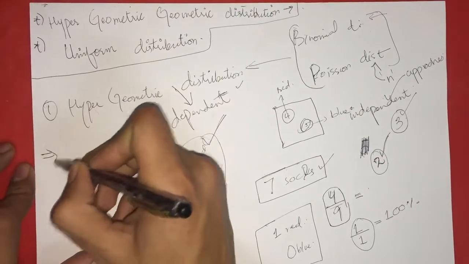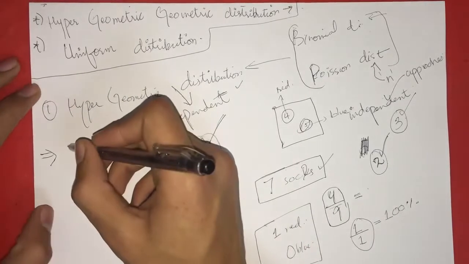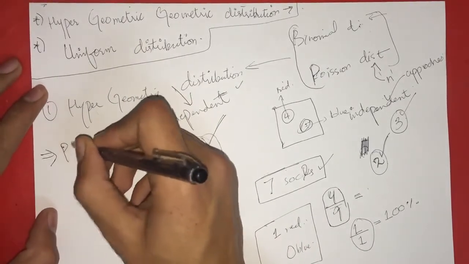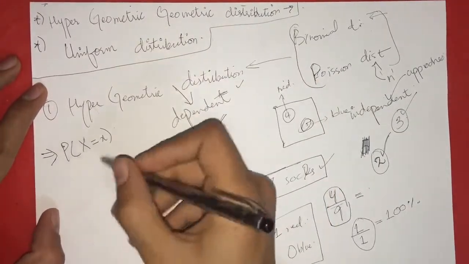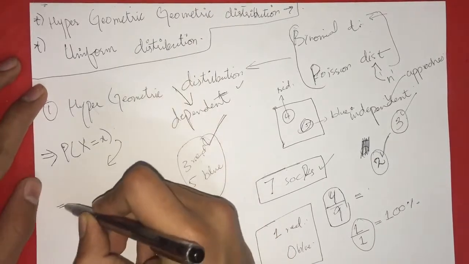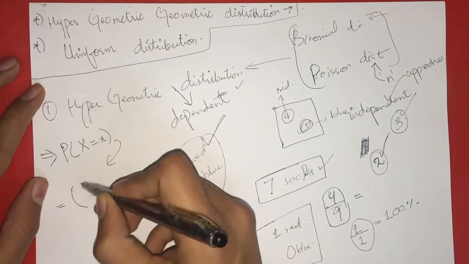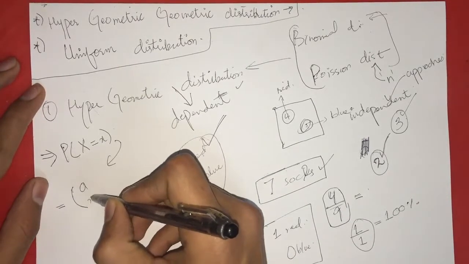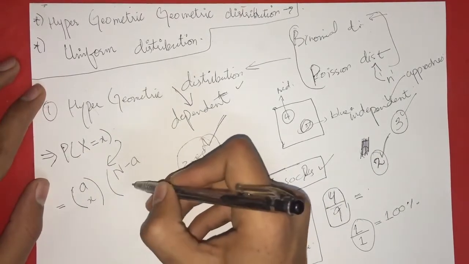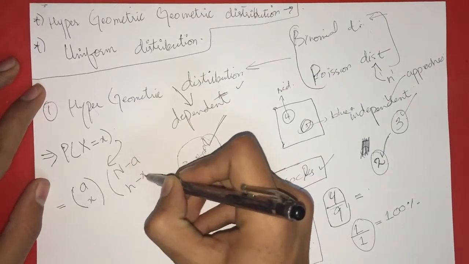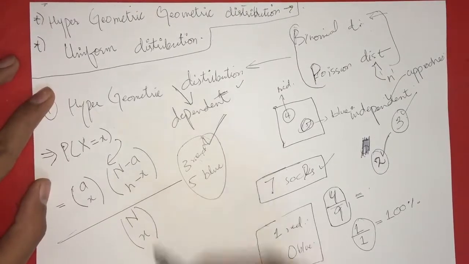The mathematical form of the hypergeometric distribution is: P(X = x) equals a choose x, times N minus a choose n minus x, divided by capital N choose n. So what does this mean?